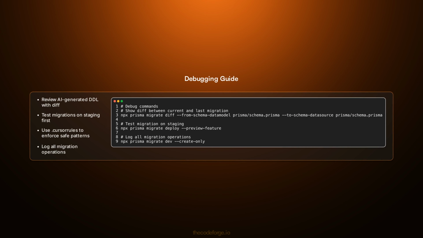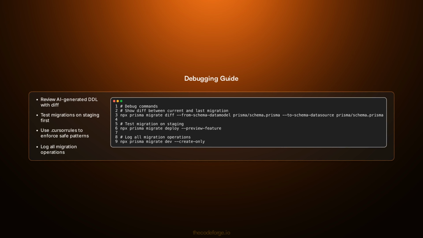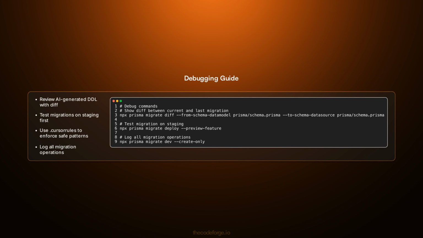To diagnose and fix issues with AI-generated code, always review changes before applying. For migrations, run a diff against the last migration to see what actually changed. Test on staging first. Use cursorrules to enforce safe patterns like preferring ALTER over DROP plus ADD.